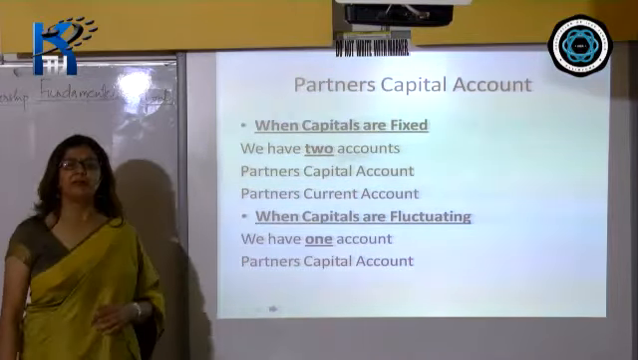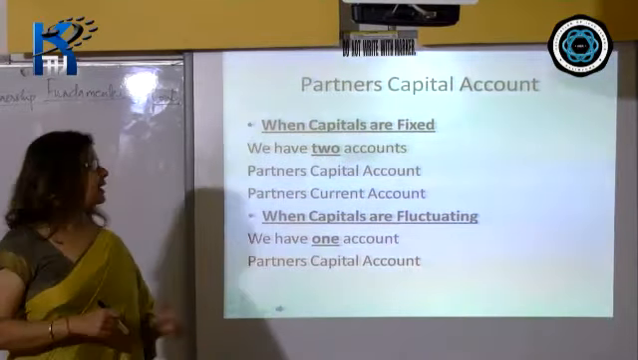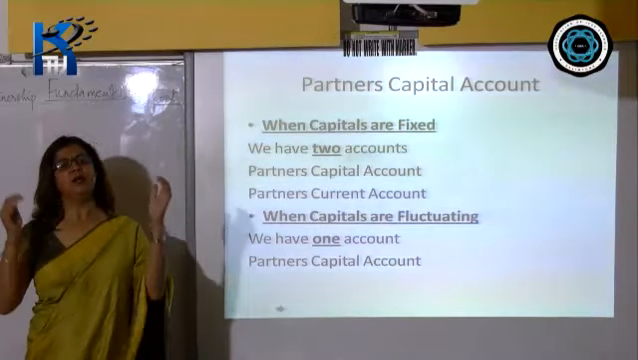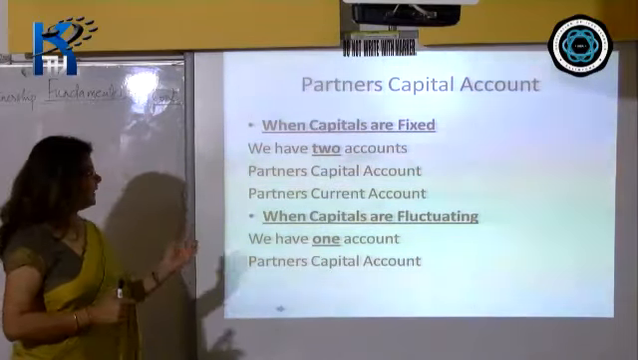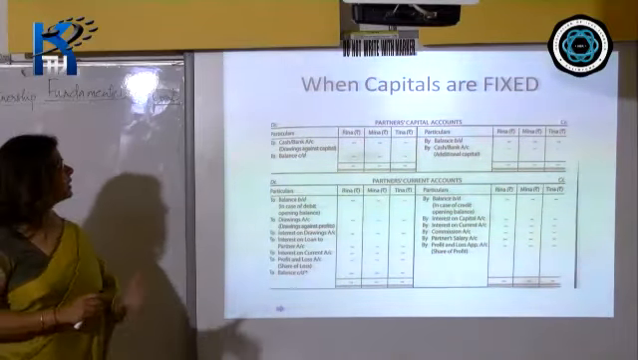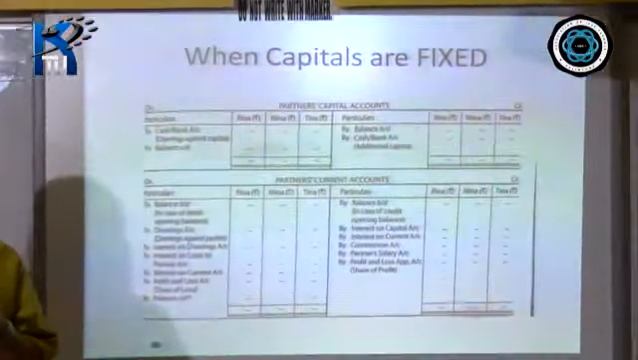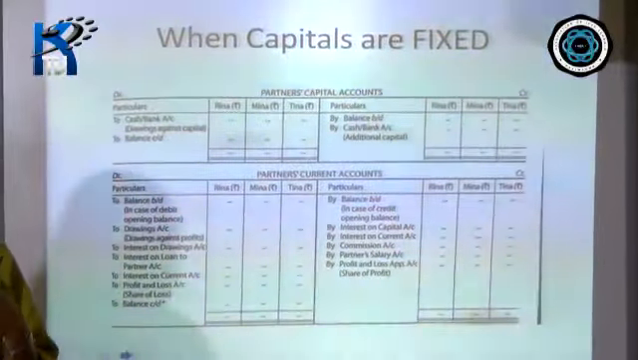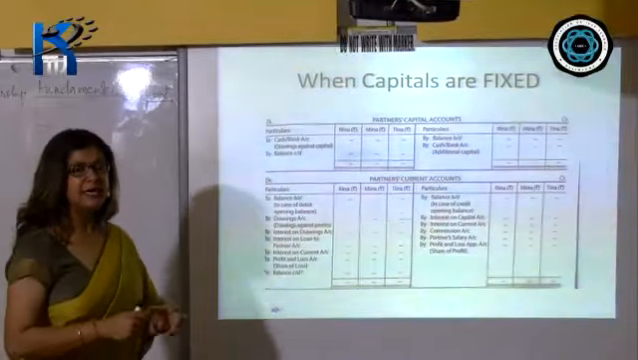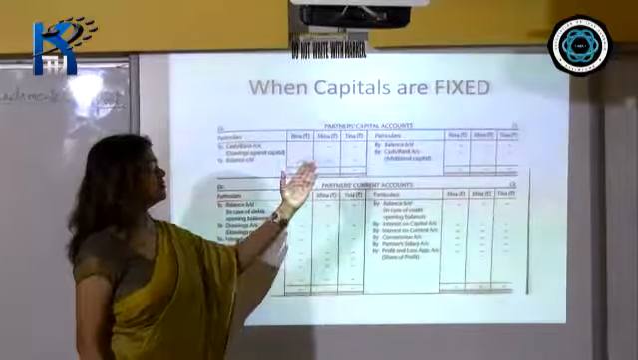When the capitals are fluctuating, meaning the value of the capital can increase or decrease, we have only one account, because in that same account, you write down all details. Now, let us see the format when the capitals are fixed. When the capitals are fixed, what does this mean, fixed? It means that initially when the partner invests some amount, that particular amount as capital investment goes in your capital account as by balance brought down.